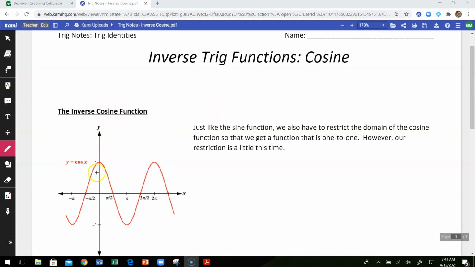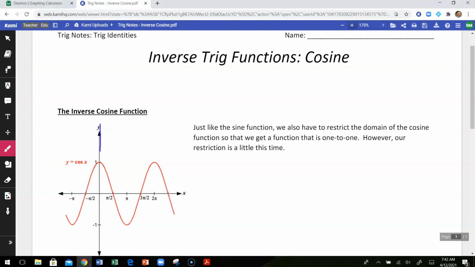Just like with sine, with cosine we have a function that is not one-to-one, and therefore this function does not pass the horizontal line test. So I'm going to have to restrict this, just like we did with sine, so that we get a region of this graph that is one-to-one, so that when we do the inverse we get a function. So with sine, that was from negative pi over 2 to pi over 2. As you see with cosine, that will not be the same range, because if I restrict this from negative pi over 2 to pi over 2, I again do not have a one-to-one function here.